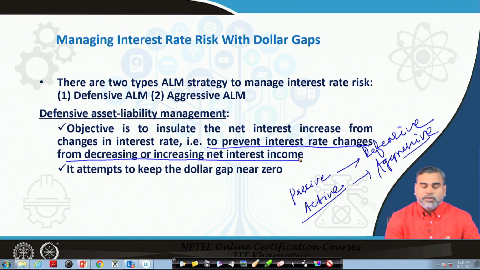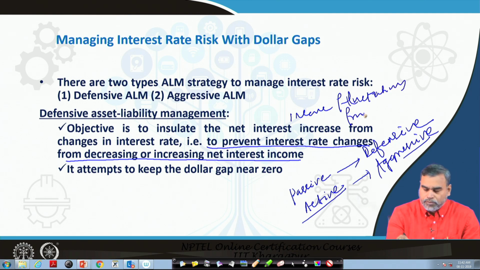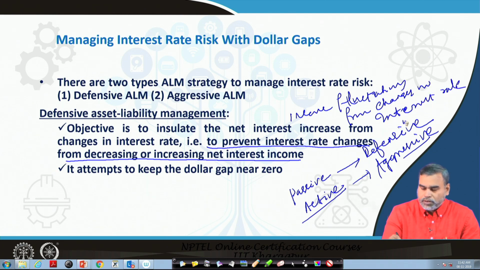The basic objective is to insulate the net interest income from any kind of fluctuations with respect to the change in the interest rates in the market. The first line is a little bit confusing, so you can write: the objective is to insulate the net interest income fluctuations from changes in interest rate in the market.